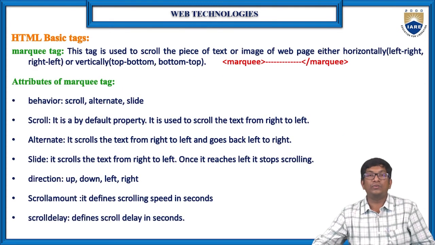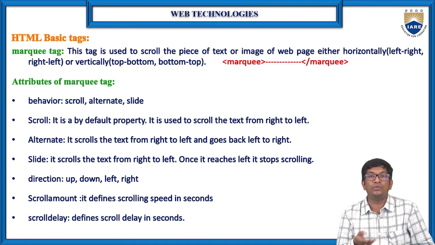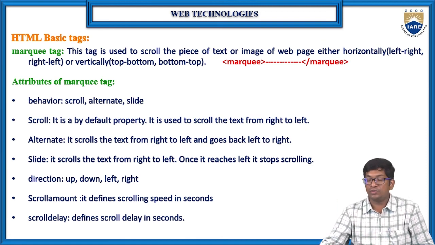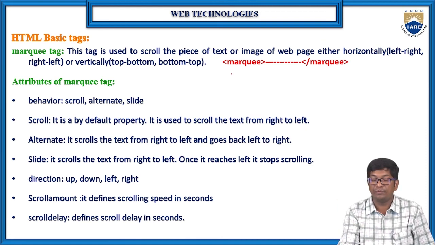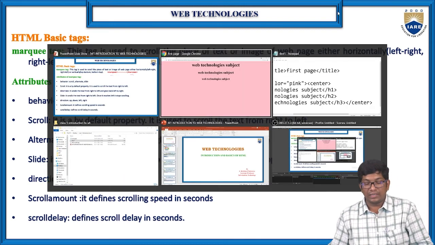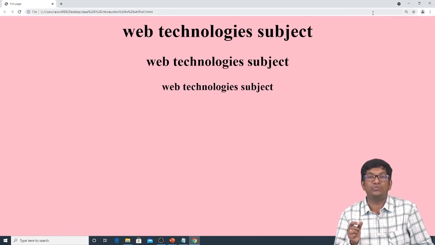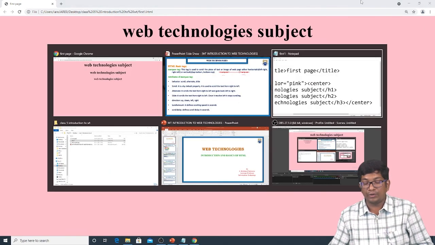And the last one is the Marquee tag. This tag is used to scroll a piece of text or an image on the web page either horizontally or vertically. The text you have to write in between the start Marquee and end Marquee. So for example, see here, I want to move this web technology subject which is written in H1, then you have to use the Marquee tag.